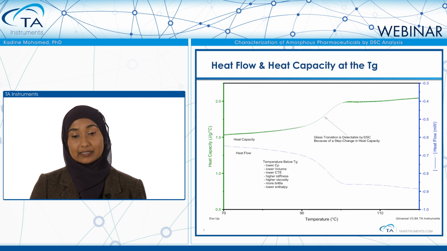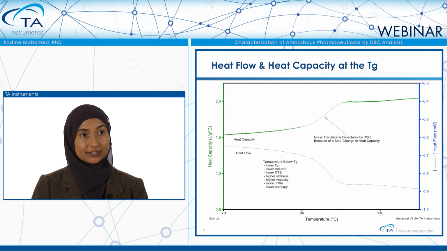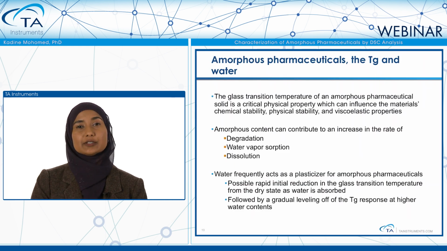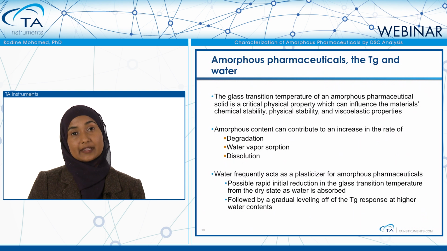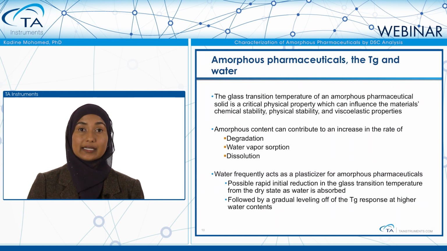And it may have an impact on the chemical stability of the material as well. So it's important to be able to detect the glass transition and understand where that value occurs. With amorphous materials, you increase the rate of degradation, water absorption, and dissolution. The increase in the rate of dissolution, for instance, might be an added benefit in being able to quickly dissolve an amorphous pharmaceutical.